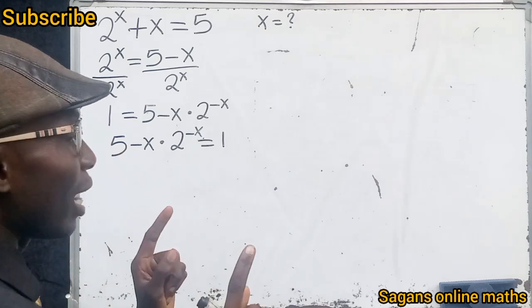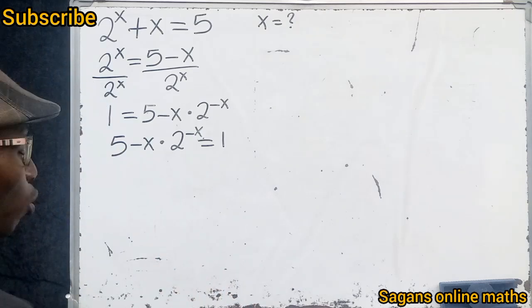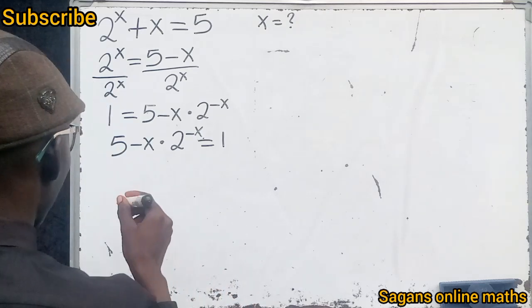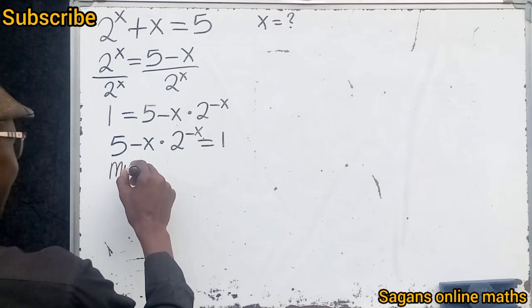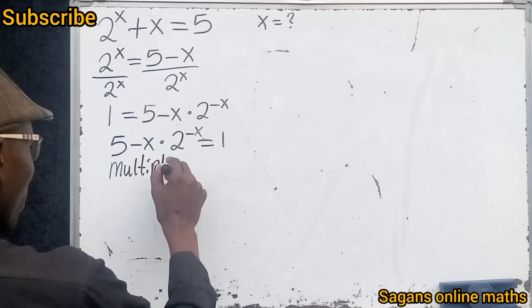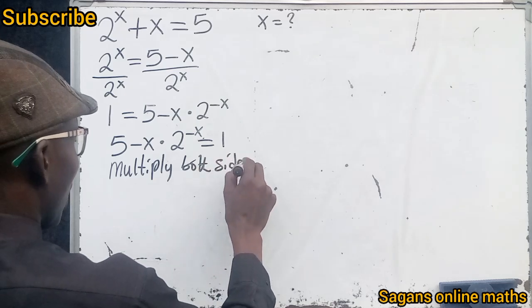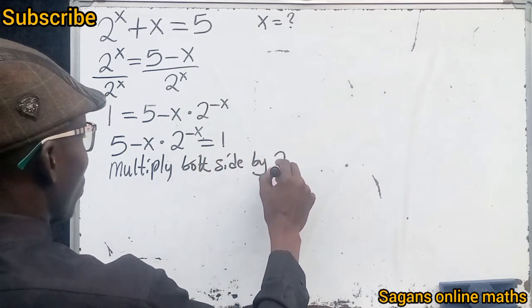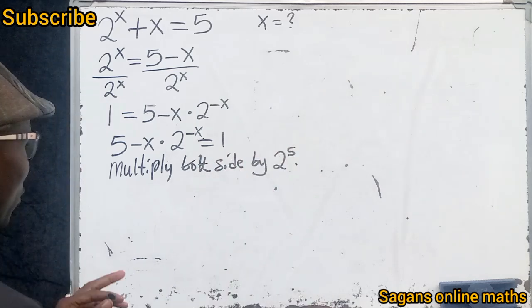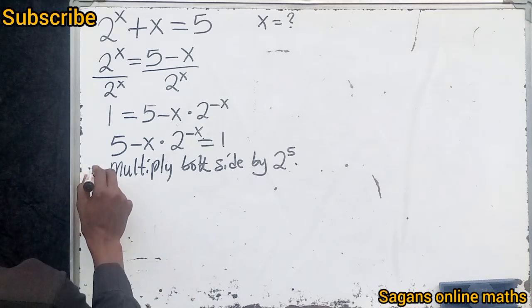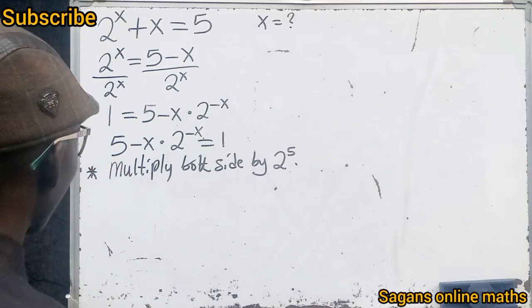That's the reason why I'm multiplying both sides by 2 raised to the power of 5. Multiply both sides by 2 raised to the power of 5. Okay, let's do that quickly.